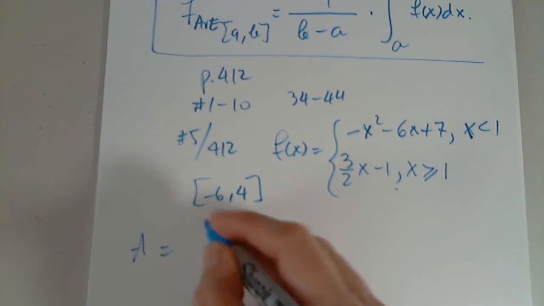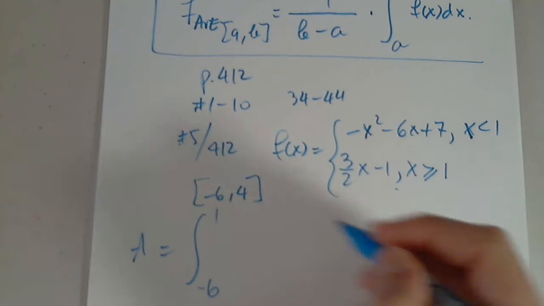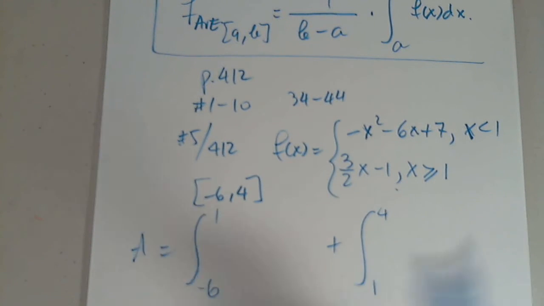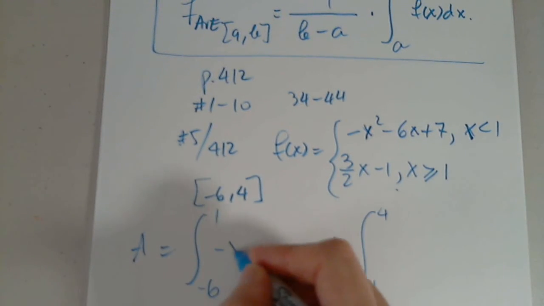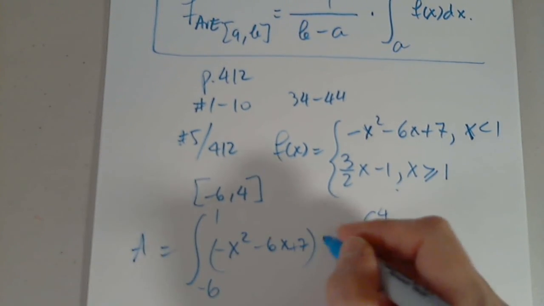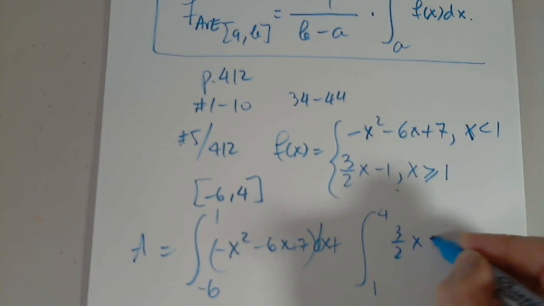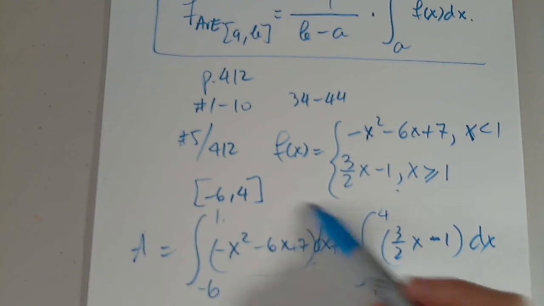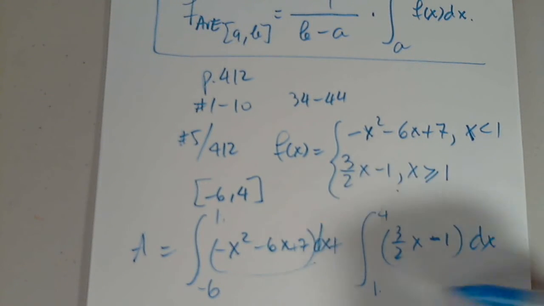So the area will be, since you see it's breaking up at 1, the integral between -6 and 1 plus the integral between 1 and 4. From -6 to 1, because this is x less than 1, it's going to be negative x squared minus 6x plus 7. Don't forget the dx. And the integral from 1 to 4 is of 3/2 x minus 1 dx. This function has to be continuous on this interval, otherwise we cannot calculate this definite integral. And this function has to be continuous on the interval 1 to 4, otherwise we cannot calculate this integral.